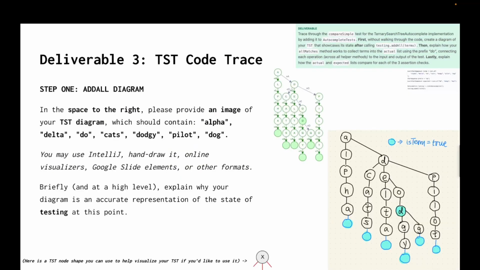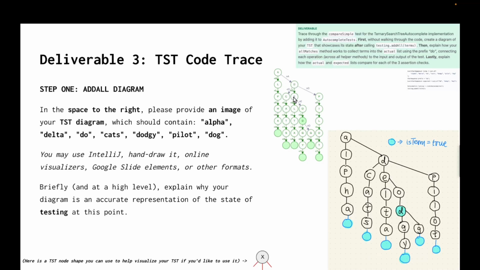For deliverable 3, we're doing the TST code trace. The first step is the addAll diagram. We construct this tree from this insertion order. So we do alpha first, and then we do delta because we don't include A, so we go the other way. And then we insert cats because C is less than D. And then we do doggy.